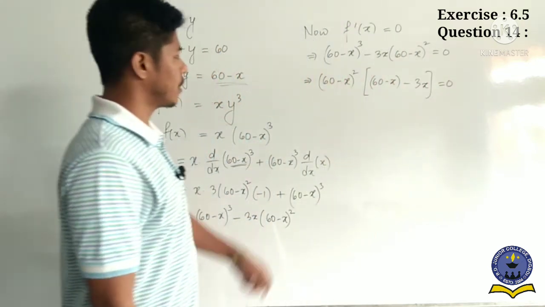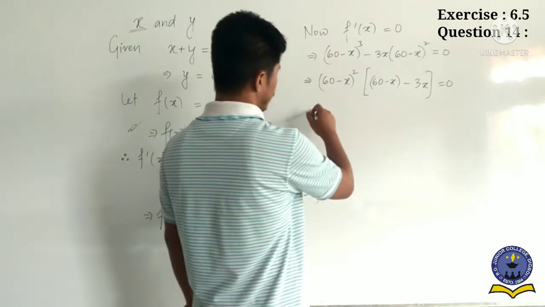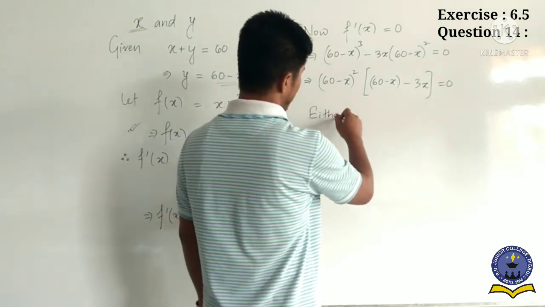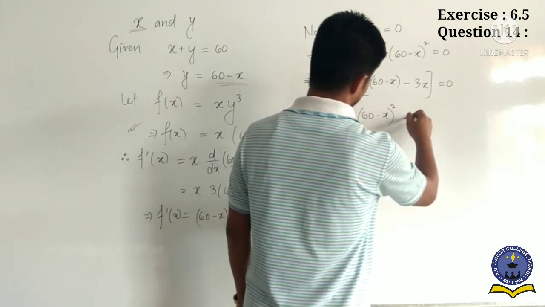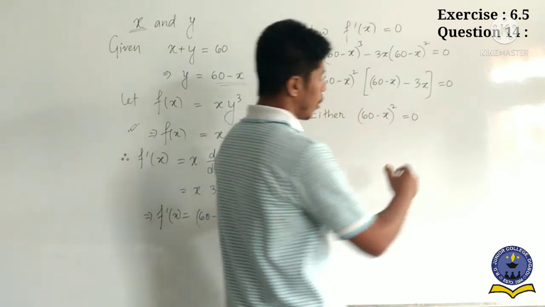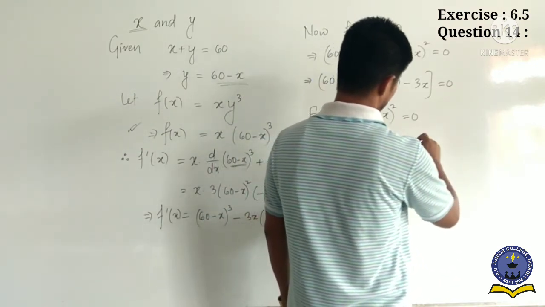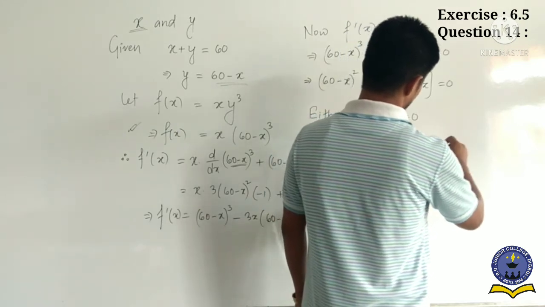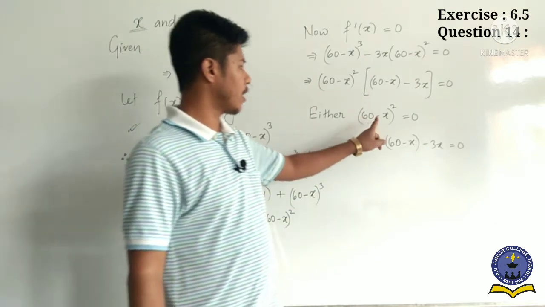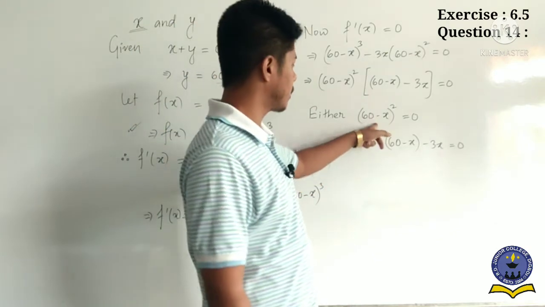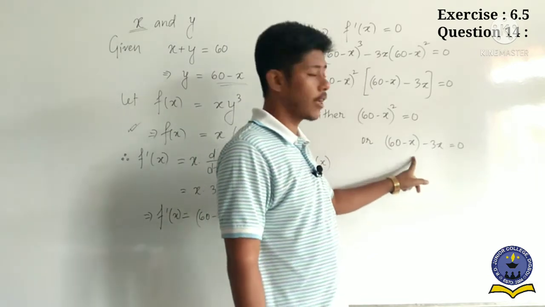Now in this case, their product is equal to 0. Their product equals 0 means we can write either (60 minus x) whole square equals 0, or (60 minus x) minus 3x equals 0. We can write these two results. So from here, if we calculate, we get 4x equal to 60, and x equal to 15.